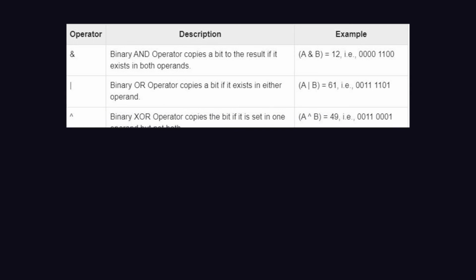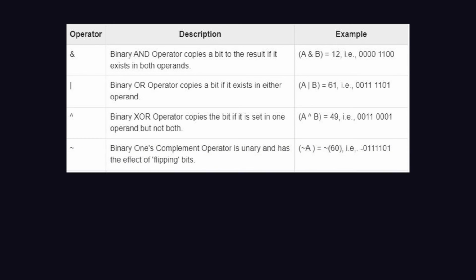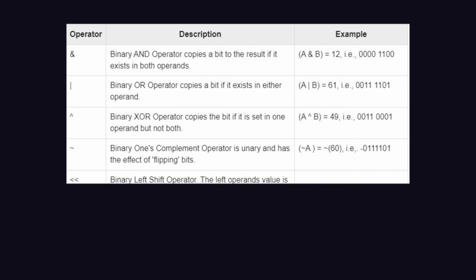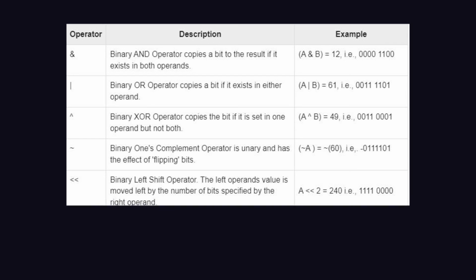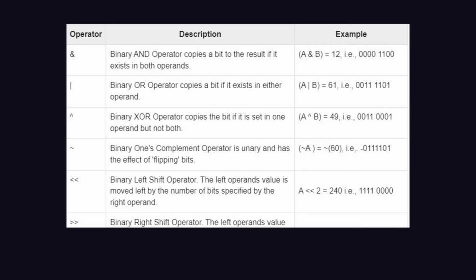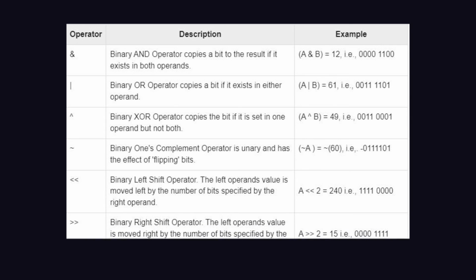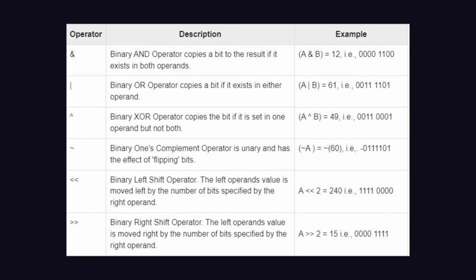And then we have this ^ symbol, which is the binary XOR or the bitwise XOR operator. Now this operator copies the bit if it is set in one operand but not the other one. So if we do A ^ B, we will get the result 49. Next up we have the tilde symbol. Now this is known as the binary ones complement or the bitwise ones complement operator. Now this is a unary operator, which means that it only works on one operand. Now the effect of ones complement is that it flips the bits of the operand that it is working on. So if we do ~A, or the bitwise ones complement of A, we get the result -60.